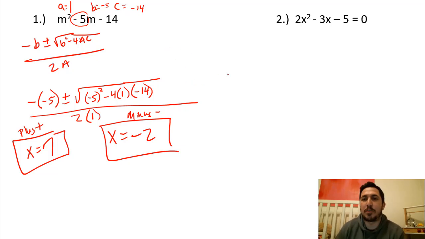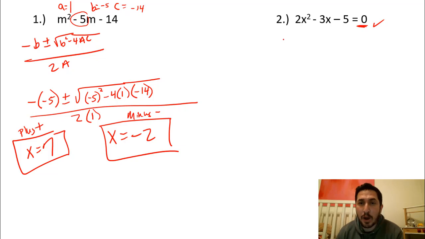All right, let's do number 2. 2x squared minus 3x minus 5 equals 0. Whoa, whoa, this one says equals 0. The other one doesn't say equals 0. You treat it the same way. You treat it the exact same way. This one doesn't have an equal sign, doesn't matter. This one has an equal sign. As long as it says equals 0, then you're good. So it says it equals 0, we're good.